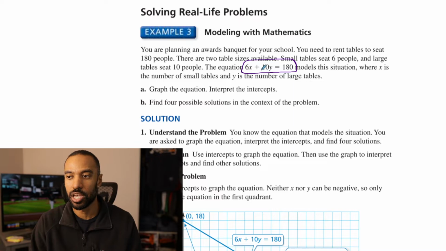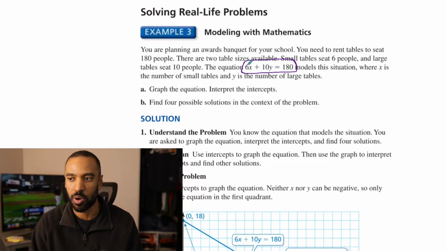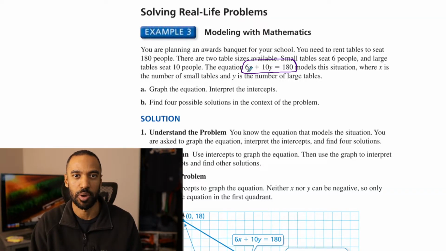And that's true. This does make an equation for it. If 180 is the number of people you have, and you can have 6 people per small table times the number of small tables, 6x is the number of people you can have at small tables.